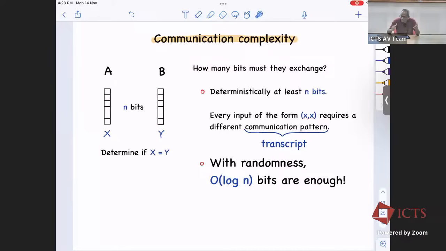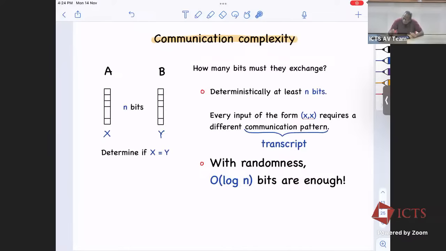Turns out you can't do anything. You just have to send every bit over to the other side. And if you want to do this deterministically, you have to send n bits, okay? And the reason is, I'll let you think about it.